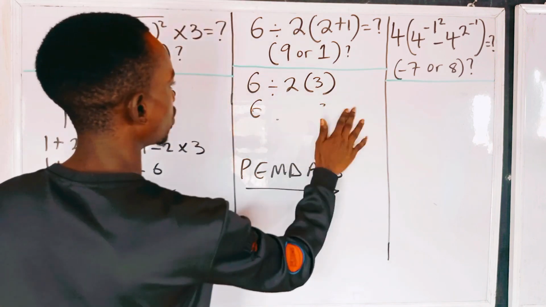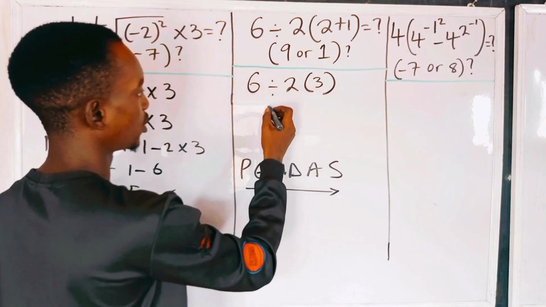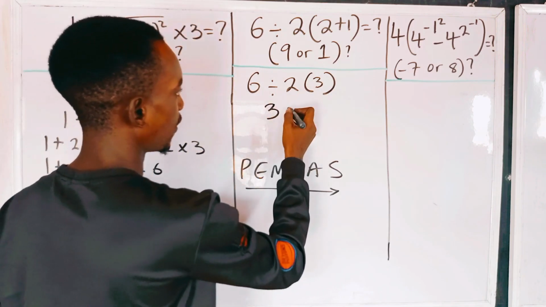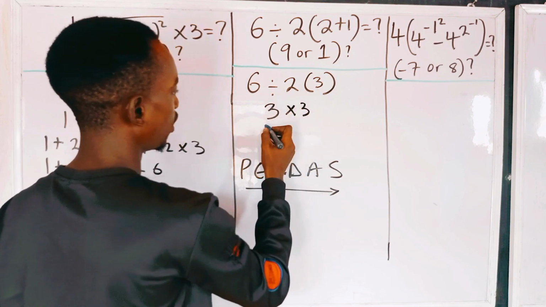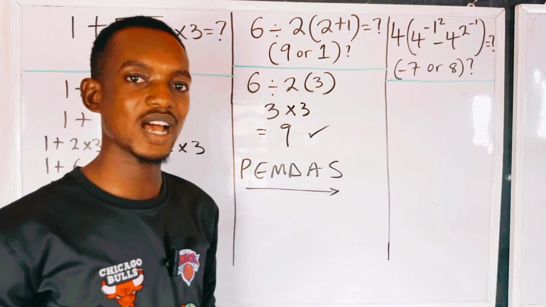So you will now continue this by saying 6 divided by 2. Okay, 6 divided by 2 gives us what? 3, right? Then times what? 3, which gives us what? 9. So 9 is the 100% correct answer.